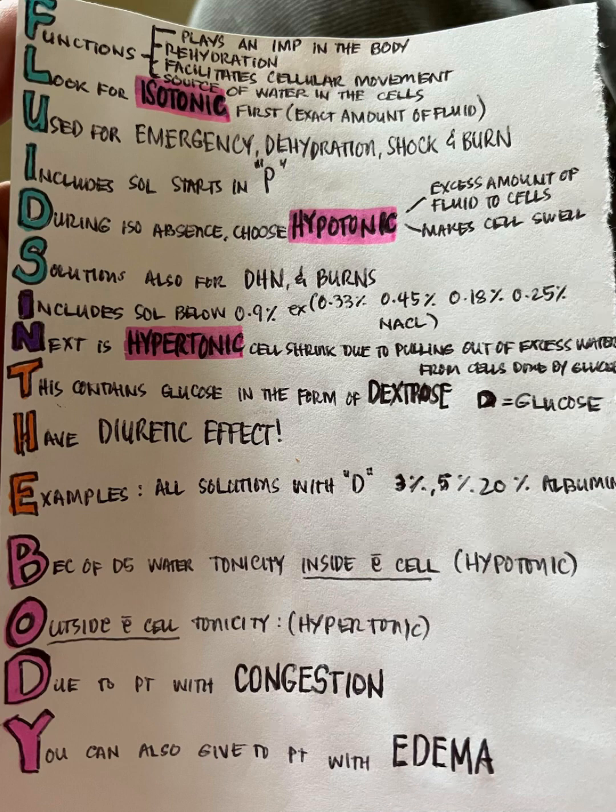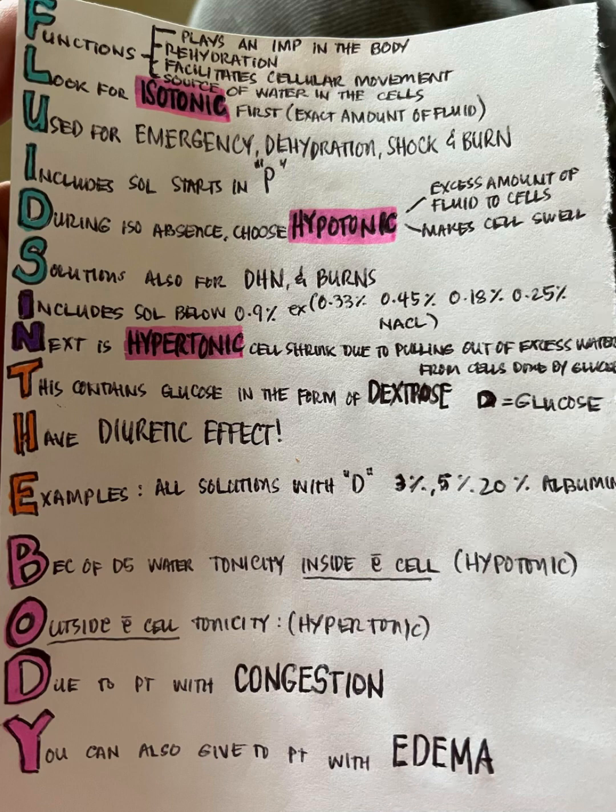Always remember, dextrose contains glucose. D equals glucose. D equals diuretic effect. Meron siyang diuretic effect. Examples of hypertonic solutions are solutions with the letter D, like D5LR, and those higher than 0.9% NaCl, like 3%, 5%, 20%, albumin, and many more.